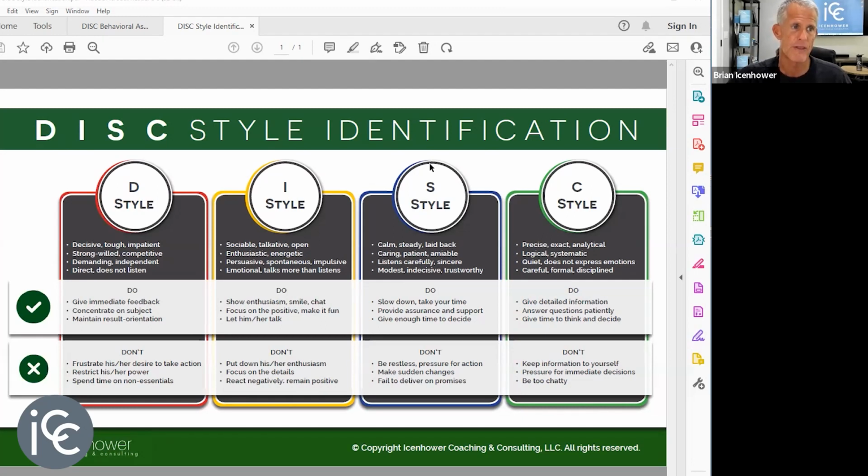Now, determining whether they're an S or a C is very, very hard. Determining whether an I or a D can be hard, but not as hard as an S and a C. So let's start over here with the D and the I. If they don't shut up, they're an I.